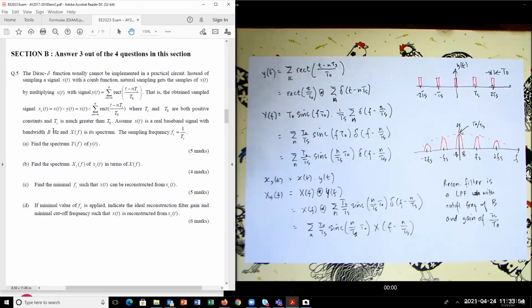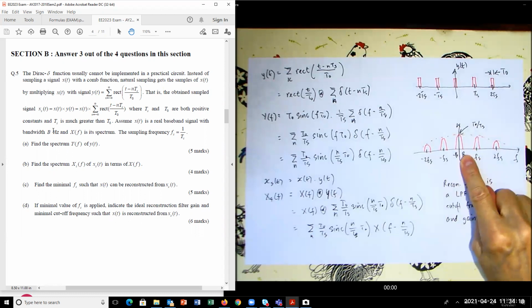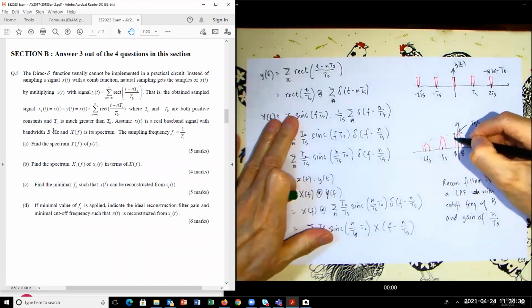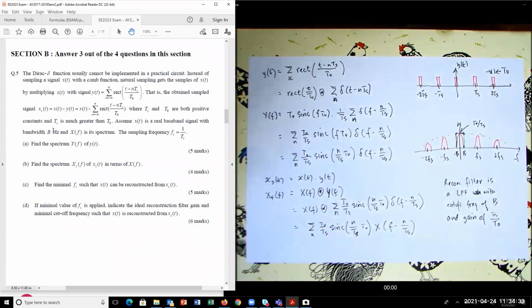Is that okay? Prof, for the last question, the ideal reconstruction filter is a low pass filter, not a band pass? Low pass, this is a low pass signal. I'm recovering back X. But if it's a low pass signal, that means you only get the positive side, right? What positive? Your low pass filter is this guy, with bandwidth of B. Oh, okay.